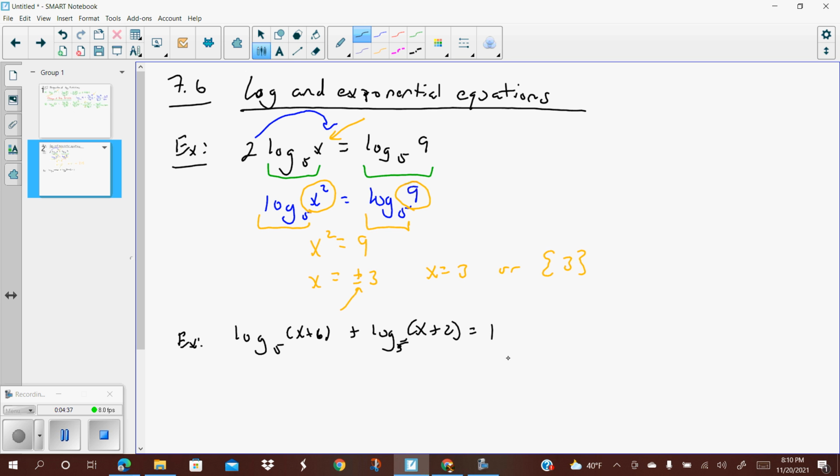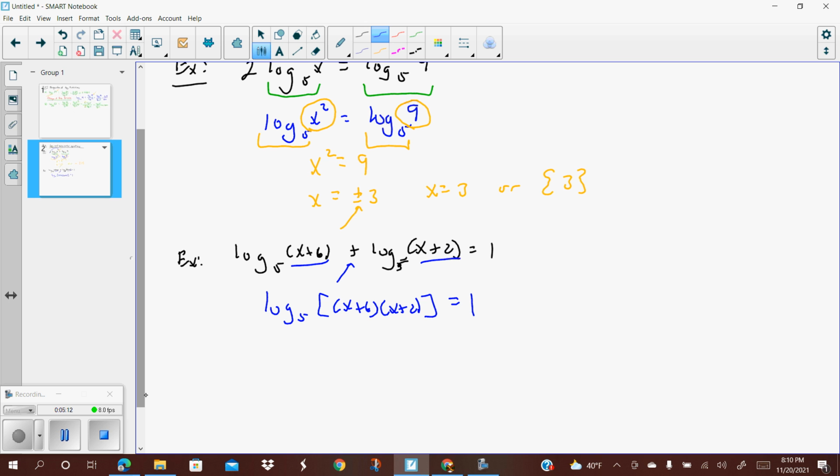But what we can do is we can make this one single log by condensing it. I have a plus sign here, which means that I can condense this down to one log, base 5, by multiplying the arguments together. So I'm going to put a big bracket here because we're going to multiply x plus 6 and x plus 2. That is the log of that entire thing, and then that still equals 1.